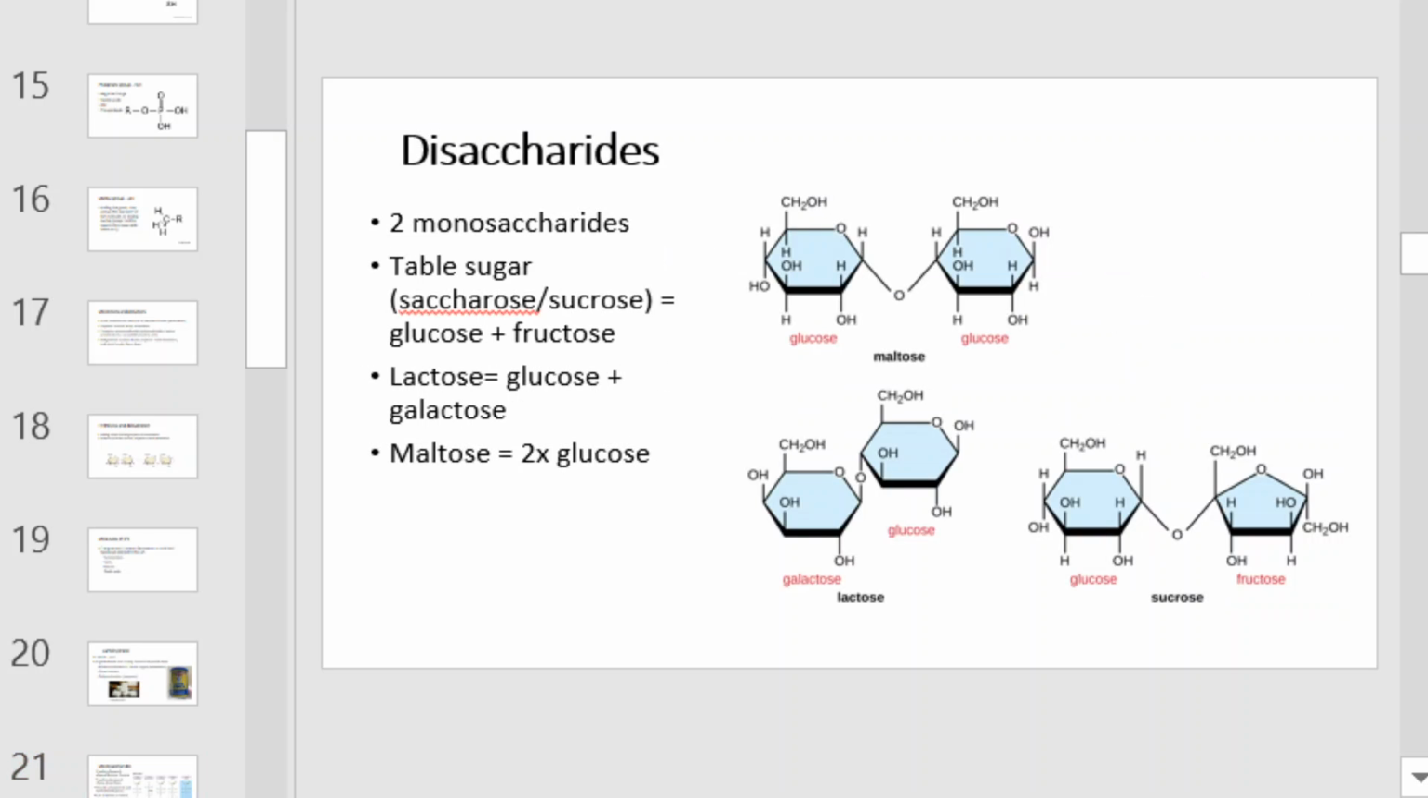The disaccharides are made by bonding two monosaccharides together. In the case of table sugar, or sucrose, we bond glucose to fructose. Lactose is made by bonding glucose and galactose. Maltose is made by connecting two glucose molecules.